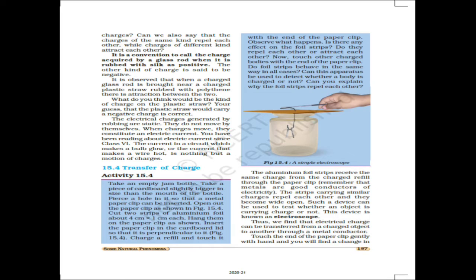Now touch another charged body with the end of the paper clip. Do foil strips behave in the same way in all cases? Can this apparatus be used to detect whether a body is charged or not? Can you explain why the strips repel each other? So what will happen when you take a charged body near the uncharged body?